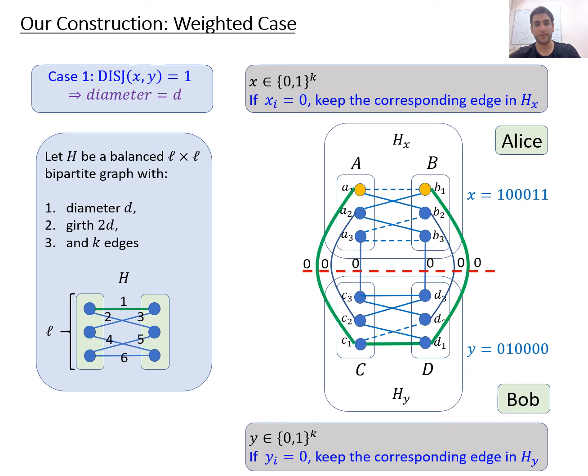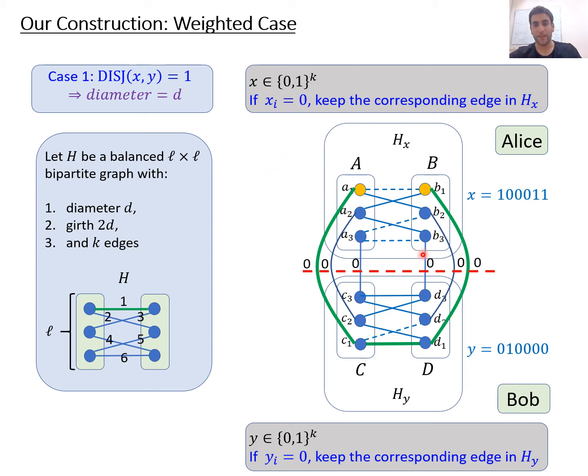For example, if we don't have an edge between A1 and B1, this means that the first bit of x is 1, which means that the first bit of y must be 0, and therefore we have an edge between C1 and D1. And therefore, there is a path of total weight 1 between A1 and B1, even though they are not connected by an edge. And you can prove this for any non-existing edge in the graph construction.